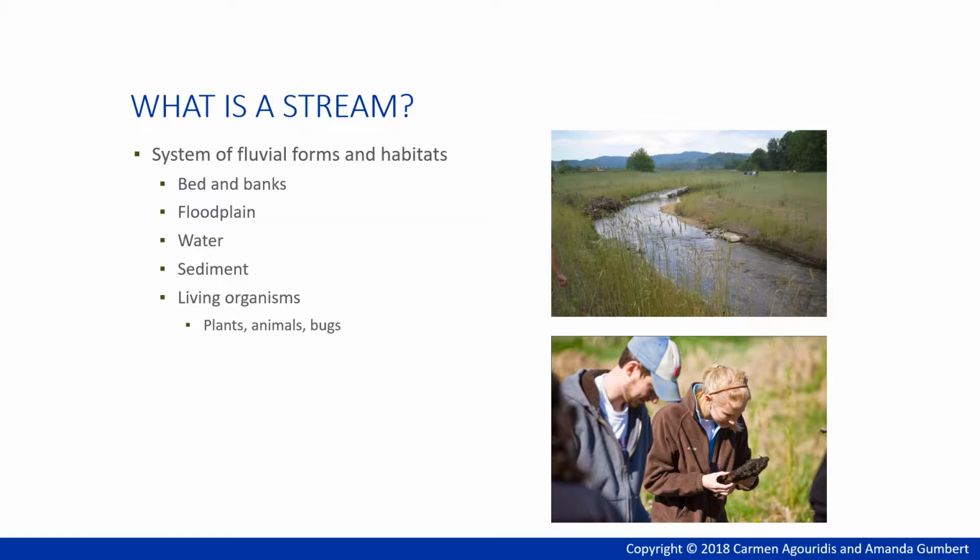Lastly, living organisms are another indicator of the presence of streams. Some organisms, such as fish, must live in water year-round, while others, like salamanders, only spend a portion of their time in the water.